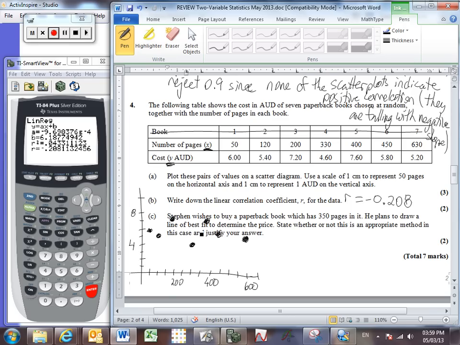The first thing you need to think about is interpolation versus extrapolation. Interpolation means that we have chosen a value that does fit inside my minimum number of pages and my maximum number of pages. 350 is well within this set of data. Interpolation is good. So this is a nice situation. What if it had said 1,350? Now 1,350 pages is so far outside our range of data, which finishes at 630, that's called extrapolating. That's not a good situation.